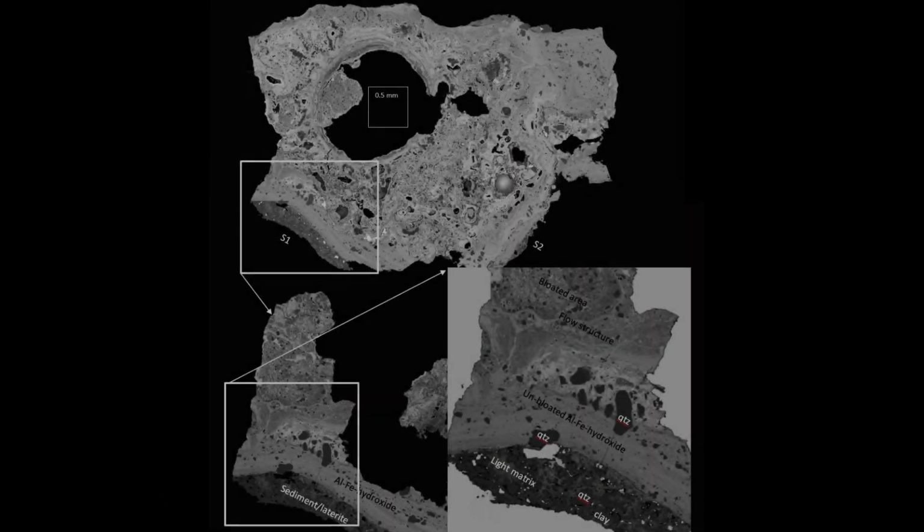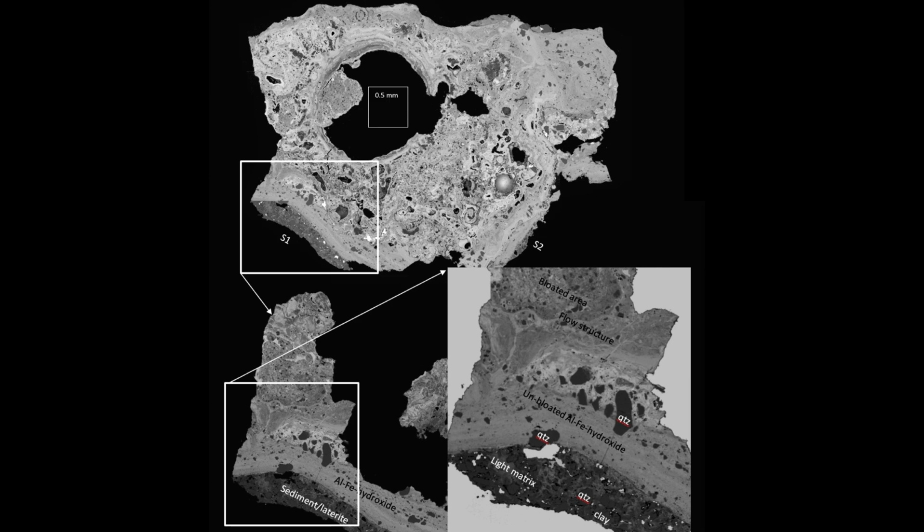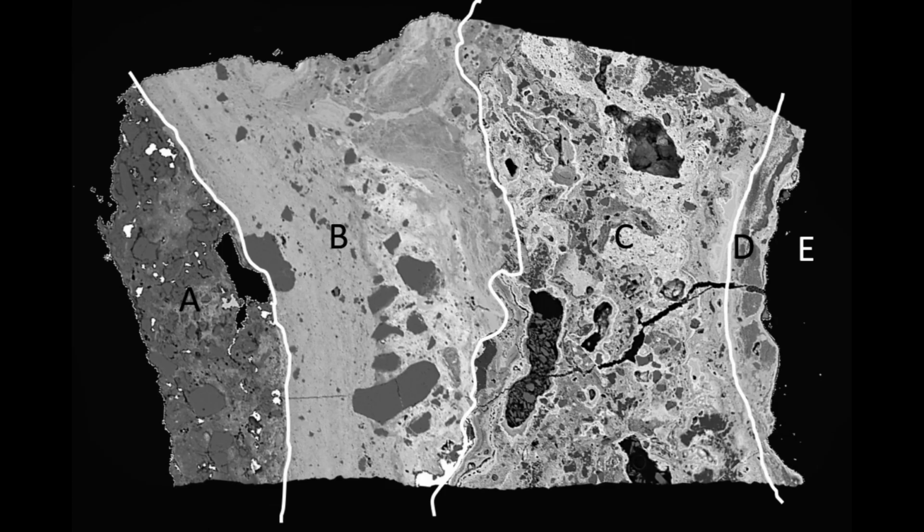Close-up images of the peeled-off clay vent part, showing the melted inner rim, the bloated area next, followed by the unbloated aluminum and iron hydroxide layer, and last, the original sediment, with quartz grains and a light matrix, unaffected by heat. A close-up image showing these 5 areas.